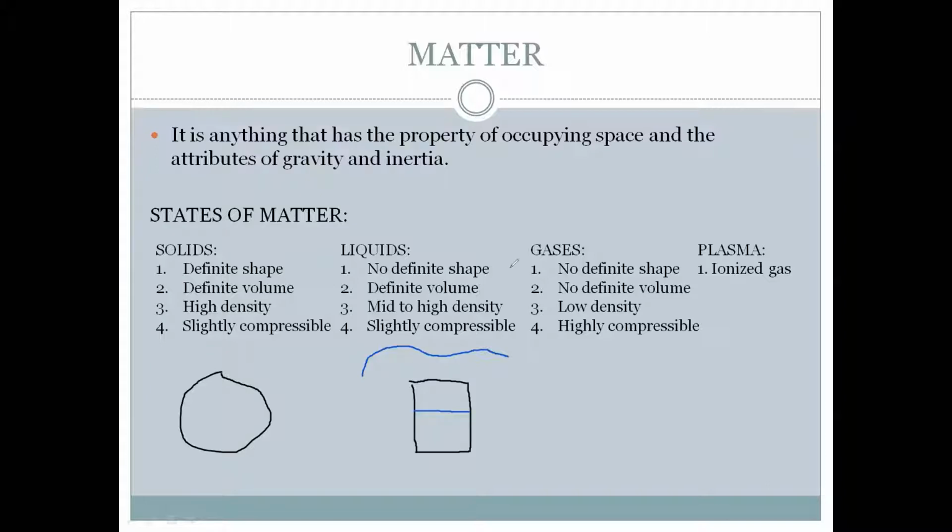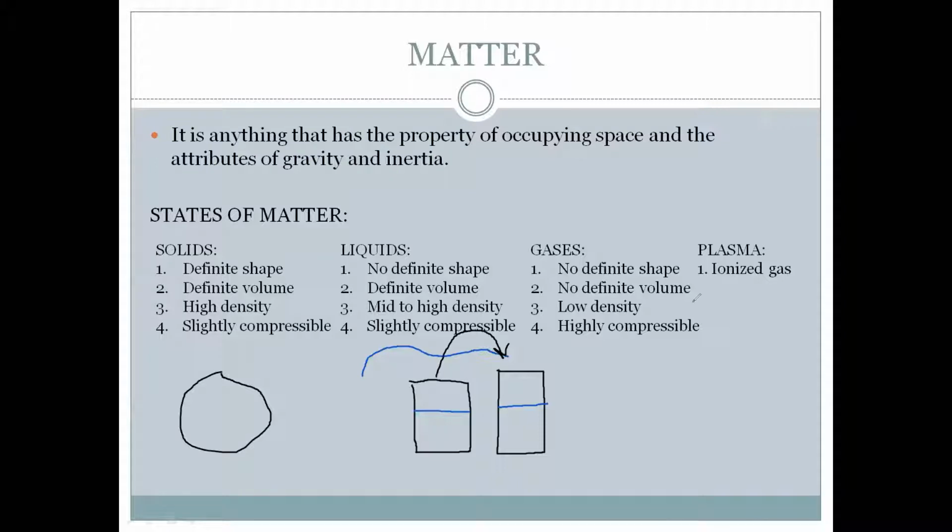Hindi siya nagbabago. For example, I have here another cup, but this time it is a bit taller than the first one. Now, I transfer the water inside here into this tall cup, and still the volume is still fixed. It is only 50 milliliters kasi wala naman tayong dinagdag. But the shape changes kasi iba yung shape or form ng container niya.